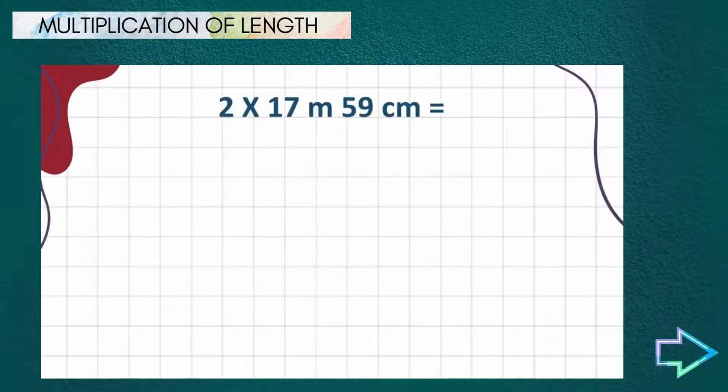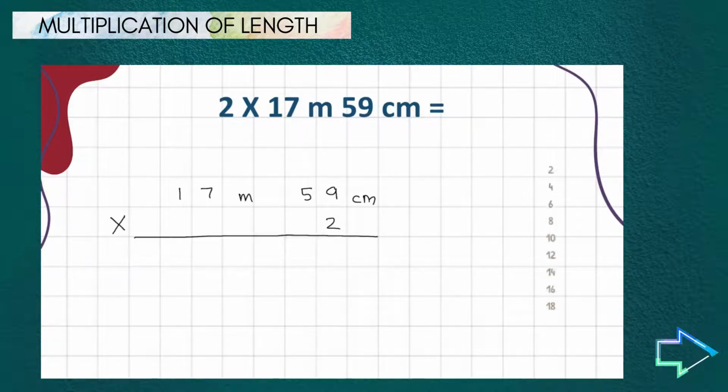Now let's look at the next example. We have 2 times 17 meter and 59 centimeter. Again, as you can see for this question, we need to times meter and centimeter together. We need to write down the top number first, which is 17 meter and 59 centimeter, times with 2. So write down 2 below 9, which is the last number. Draw the line for the answer, and we need to use times table 2 to find the answer.